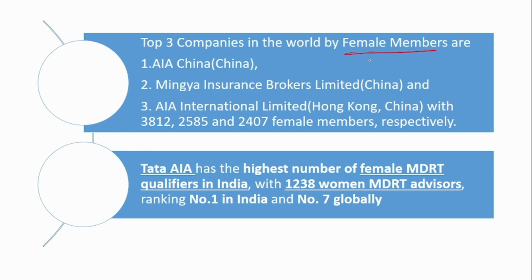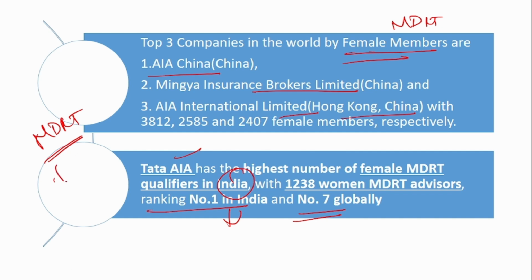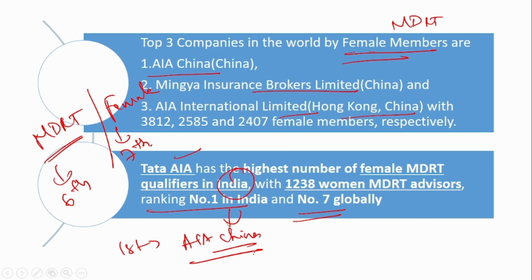In case of female MDRT members, the top 3 are AIA China, Mingya Insurance Brokers Limited, and third one is AIA International Limited, Hong Kong, China. In case of Tata AIA, it has the highest number of female MDRT qualifiers in India. So totally it is ranked number 1 in India in case of MDRT female qualifiers as well. But globally, it is 7th for female qualifiers, and 6th in overall MDRT numbers. The first position is occupied by AIA China. These are the things to be remembered.